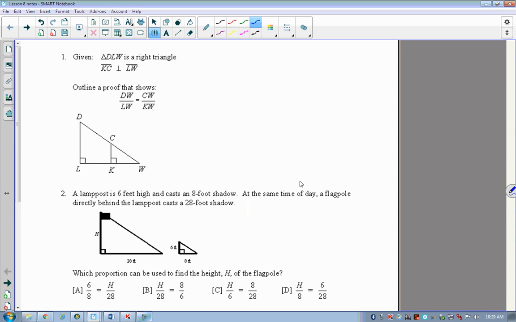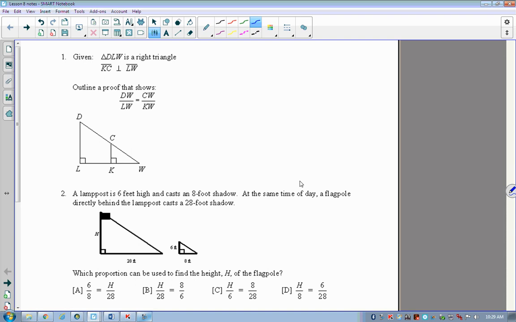Algebra 3, Lesson 8, starting on page 61. The things that this lesson deals with are statements of similarity. What does it mean if two things are similar? Same what? Same shape, different size.